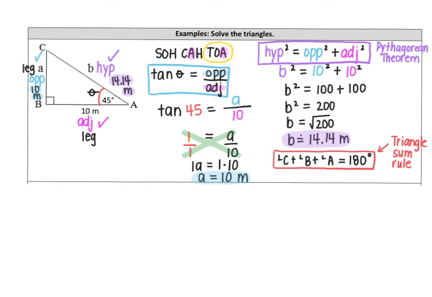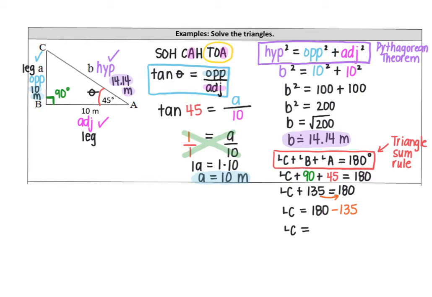We know that 45 plus 90 plus angle C will have to be equal to 180 degrees. So we can add the 45 and the 90 together to get 135. We can move that across the equal sign to the 180, which will mean 180 minus 135 is equal to angle C. This means that angle C is equal to 45. So now we have all the angle measurements and all the side lengths of this triangle, so we can consider this triangle solved.